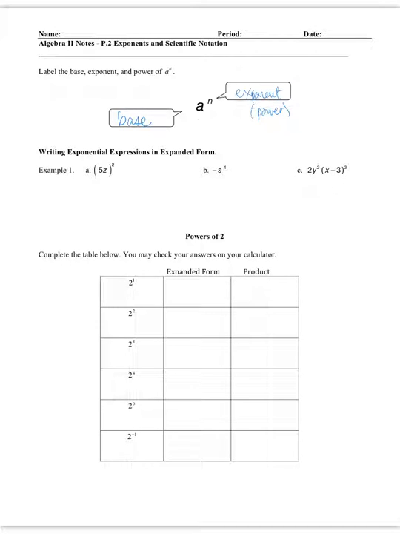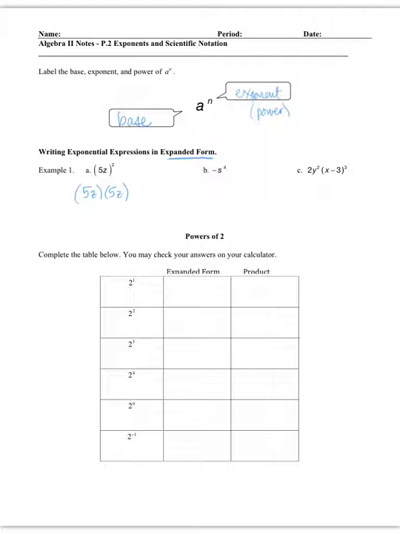So what if you are given an exponential expression and you are asked to write it in expanded form? So let's look at the first example. Here you have 5z, 5 times z, and that quantity is being squared. So if I want to write it in expanded form, I would just show that the 5z is being multiplied twice. So that is expanded form. If you were to evaluate it, simplify it, then we would actually multiply the 5 times the 5 and the z times the z. But right now we're just writing it in expanded form.